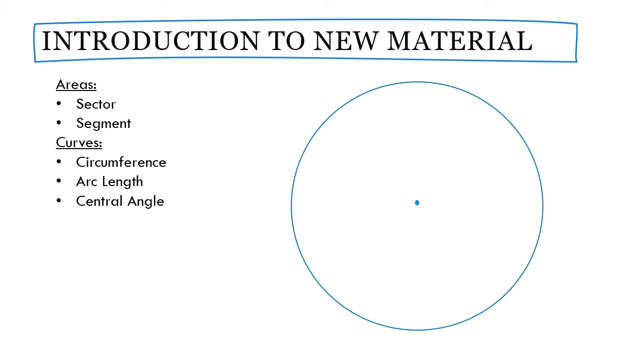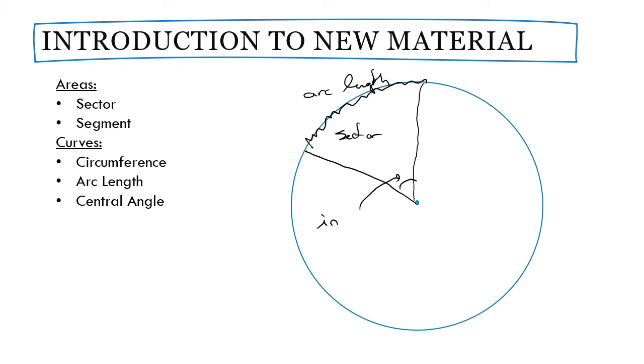Alright, let's talk about some other important circle vocabulary. You have a sector, which you can think of as like a slice of the pie, and this is going to be an area. This is called a sector. Actually, this outside part here is called an arc length. An arc length. This angle here on the inside is called an inscribed angle or central angle.